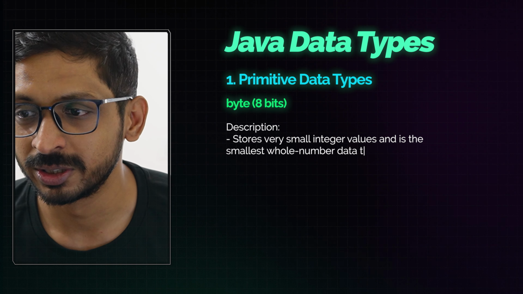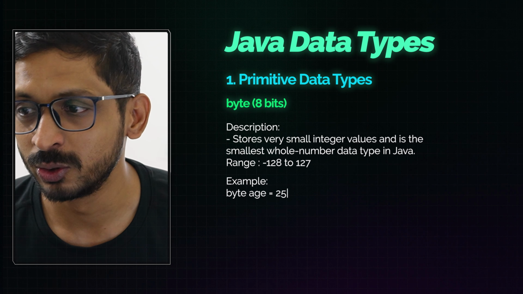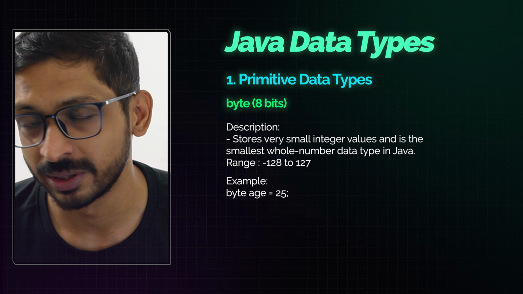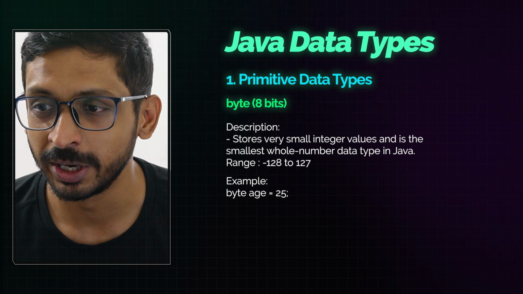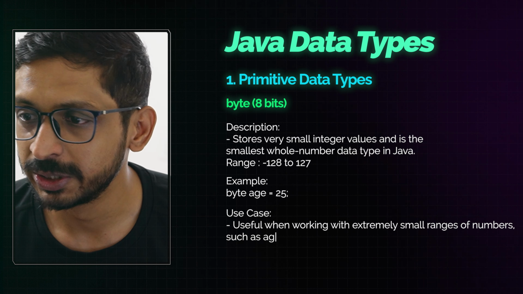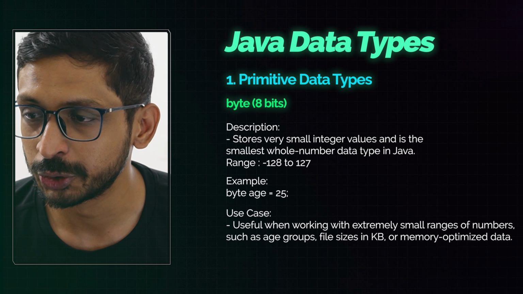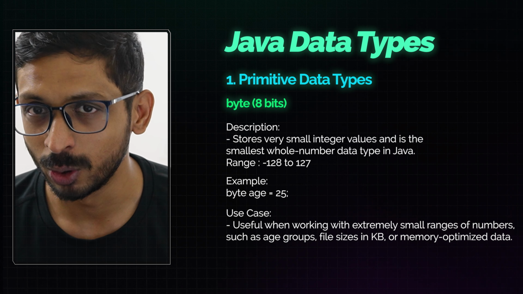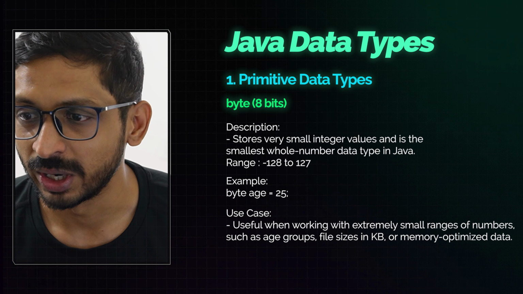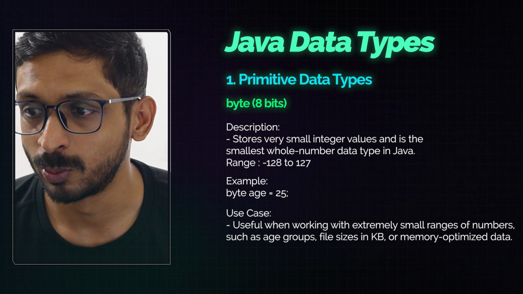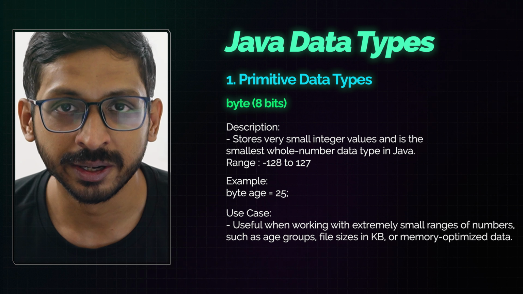Byte is the smallest integer type in Java. It stores values from -128 to 127 and it takes up memory of 8 bits. It's useful when memory is tight or when you know for sure that the value is going to stay small within that particular range, like tracking someone's age or storing small counters or working with binary data in files.